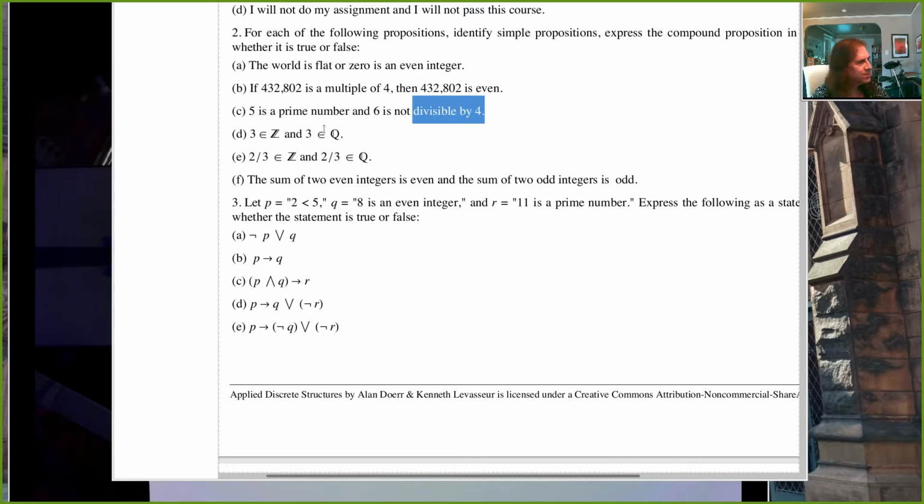Let's see, can you go over part C? Sure, so let P be the proposition that 5 is a prime number. 5 is prime, it's only divisible by 5 and 1, so that's true. Q is the proposition that 6 is not divisible by 4. That's also true. If you take 6 and divide by 4, it doesn't go in evenly. You get 1 with some stuff left over. Yeah, I forgot the word not the first time I did it a minute ago, too.